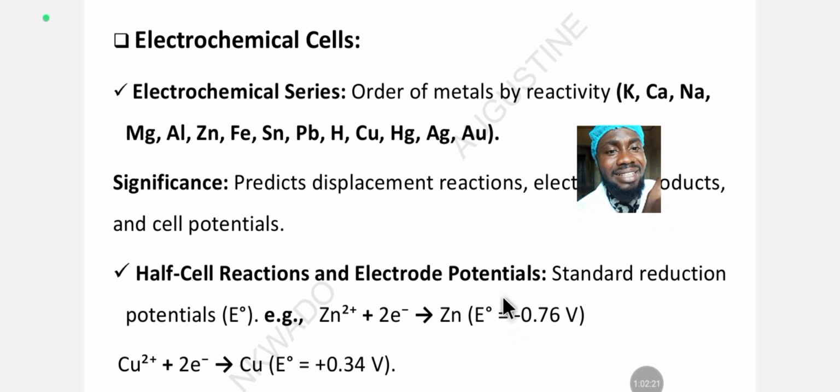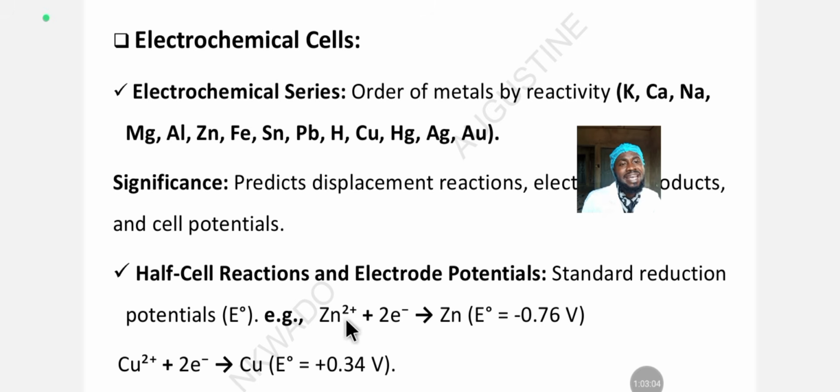This is the standard reduction potential, which is E naught. For example, zinc ion gains 2 electrons to form zinc metal, and this is a reduction process. The standard reduction potential, E naught, is equal to minus 0.76 volts. So you need minus 0.76 volts for this to occur in an electrochemical system. You need the standard reduction potential.